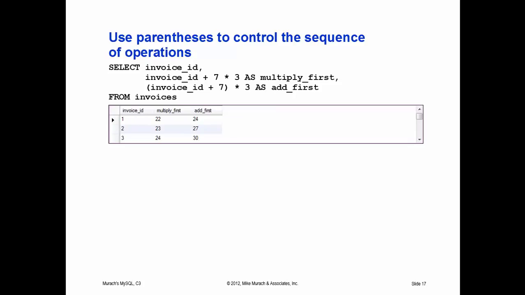Here's another example where they're using parentheses to change the order of precedence, because normally, again, notice that multiplies these first, and then this one is going to add and then multiply. So this will take the invoice ID plus 21 every time. So notice that's 1 plus 21, 2 plus 21, 3 plus 21. This takes the invoice ID, adds 7 to it, then multiplies it by 3. So 1 plus 7 is 8 times 3 is 24. 2 plus 7 is 9 times 3 is 27. 3 plus 7 is 10 times 3 is 30, as an example.